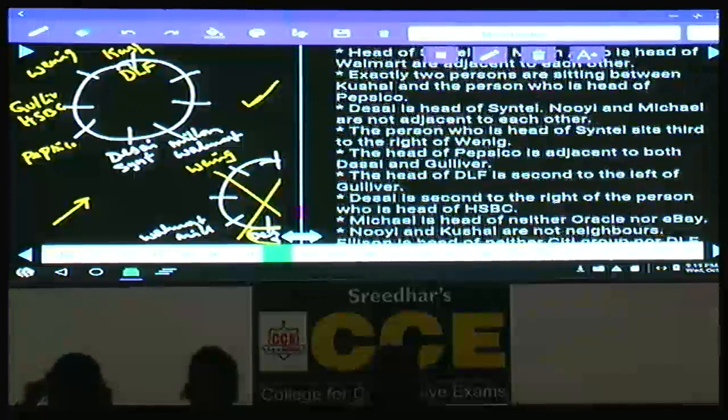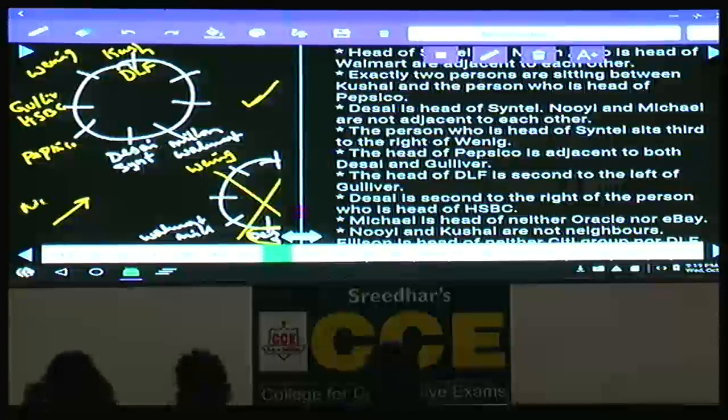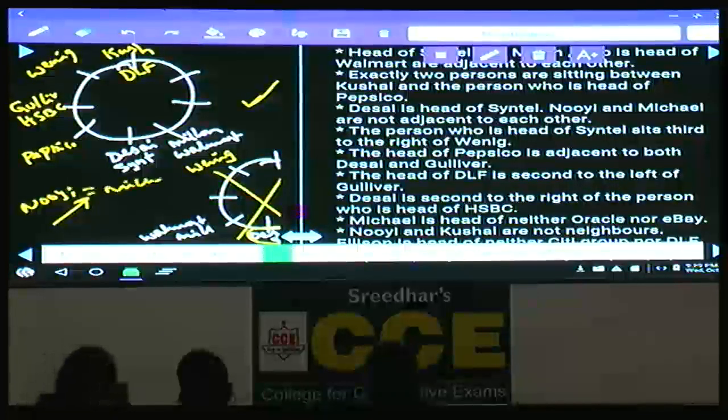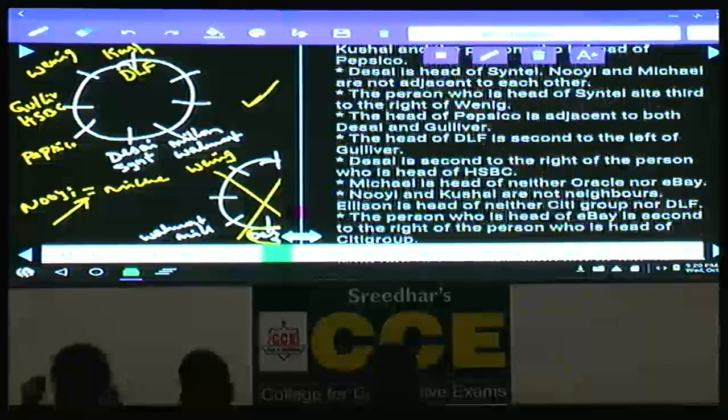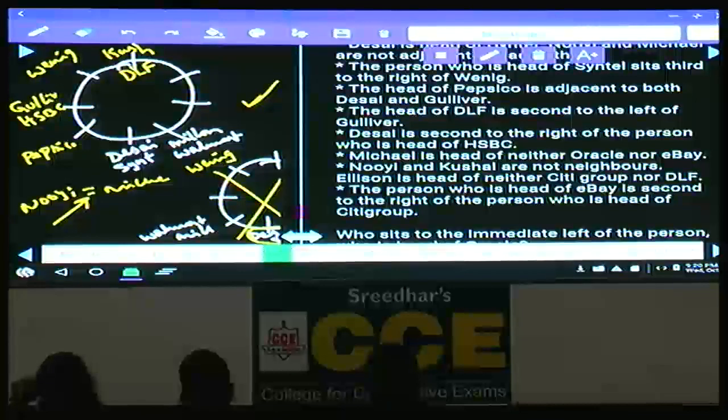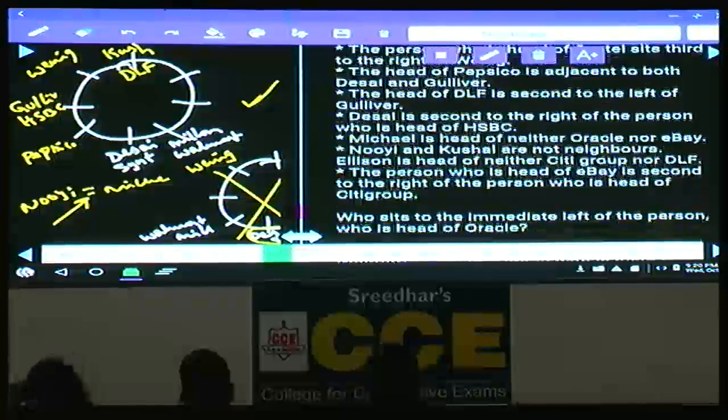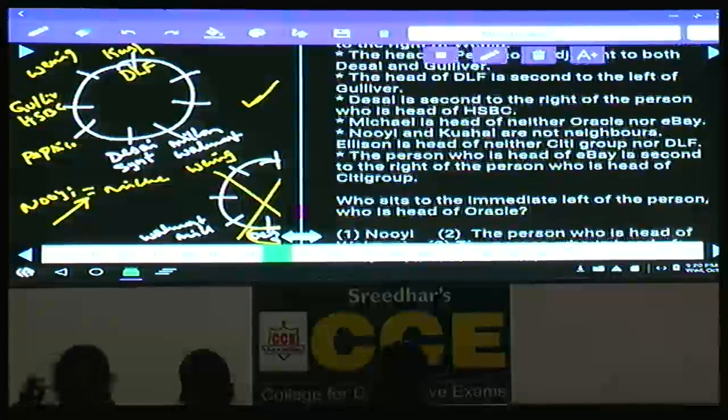Nui and Michael are not adjacent to each other. That means this Nui is not adjacent to this person Michael. And the person is Sintel, sits next to the head of PepsiCo, adjacent to both. Head of DLF is seated second, and Desai is second to the right of the person who is the head of HSBC. We have taken this information as well.